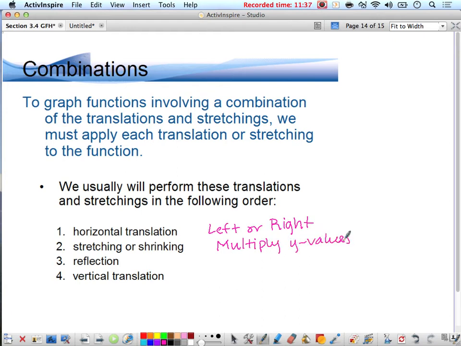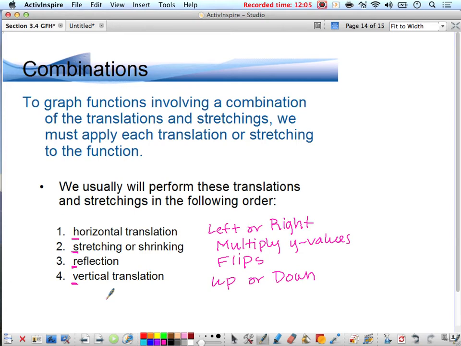What does the reflection do? Do that third. The reflection is where, in layman's terms, it flips, right? Do any flip you have there. And then the vertical translation moves it up or down, and that's what you're going to save for the very end. So I usually try to remember it as an acronym, HSRV. If I have multiple things, that'll help me make sure I do them in the proper order.